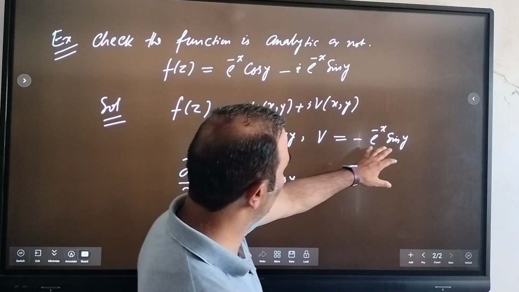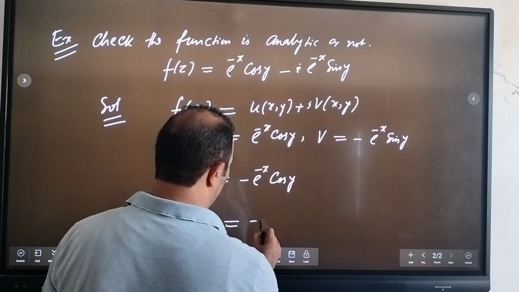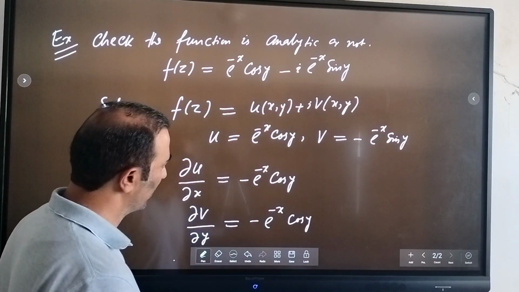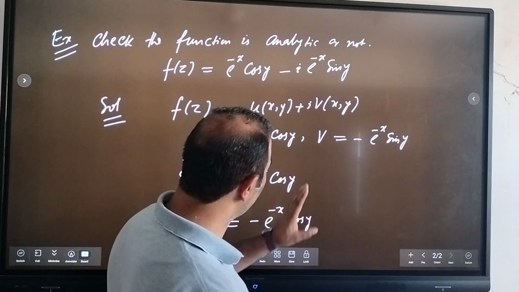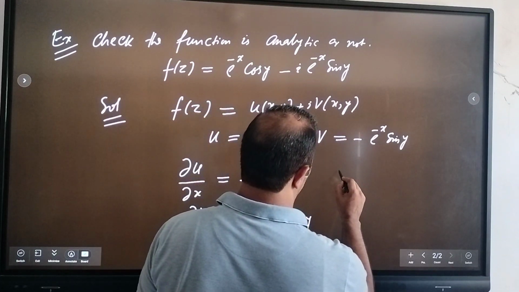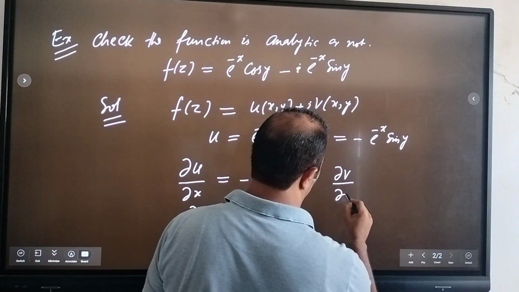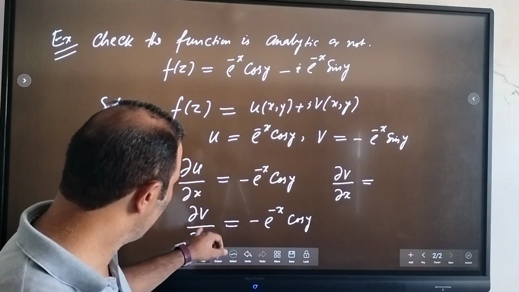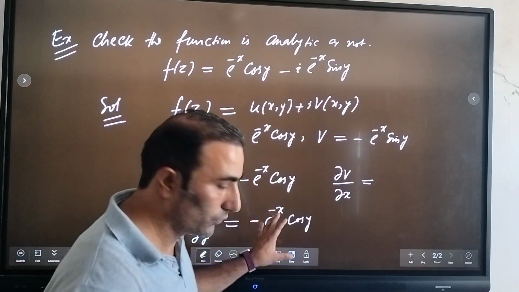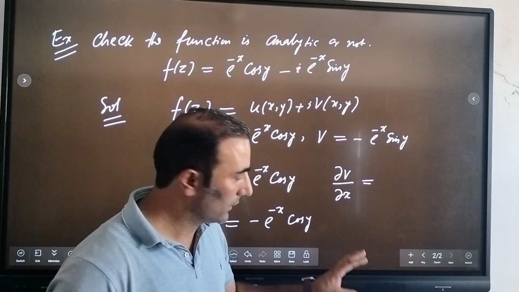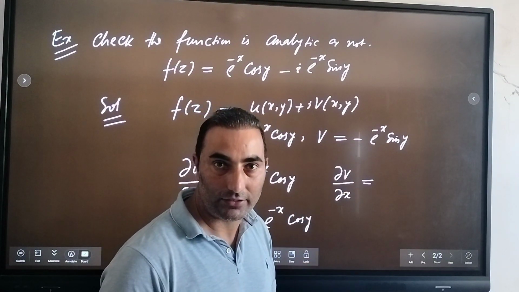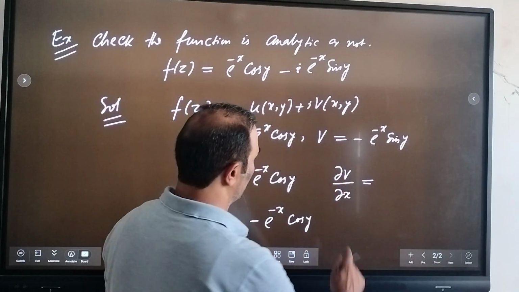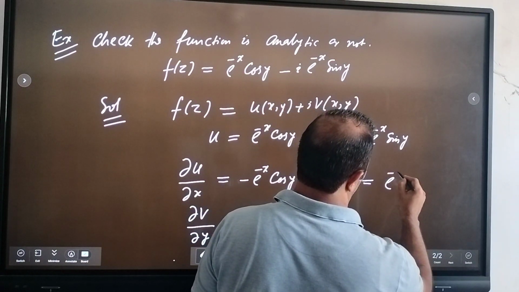Similarly, if you calculate partial v by partial y, differentiate this with respect to y, so this will be minus e power minus x cos y. Similarly, for the second condition, we calculate partial v by partial x. First we will see the first condition, because partial u by partial x should equal partial v by partial y, so the first Cauchy-Riemann condition is satisfied. And similarly we will see whether the second condition is satisfied or not. So for that we need to calculate partial v by partial x, that's equal to e power minus x.